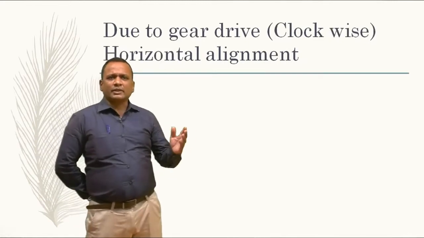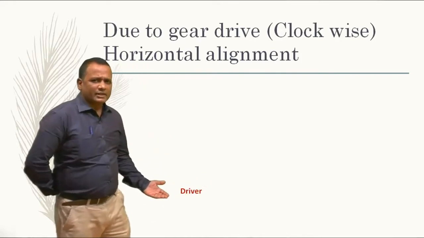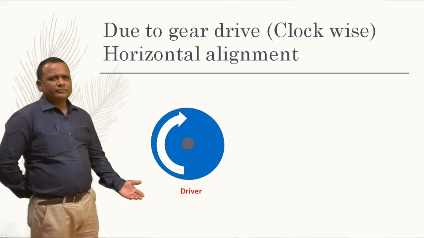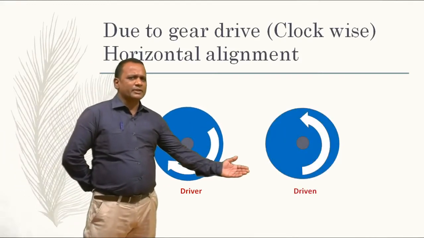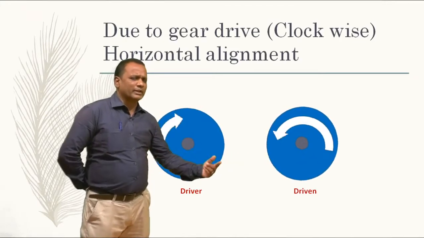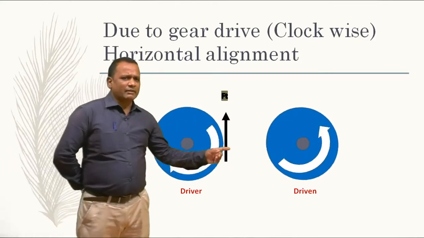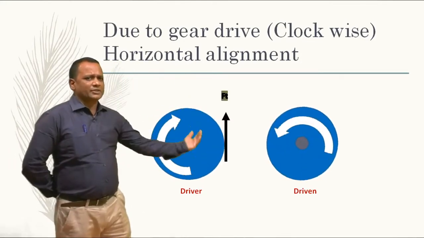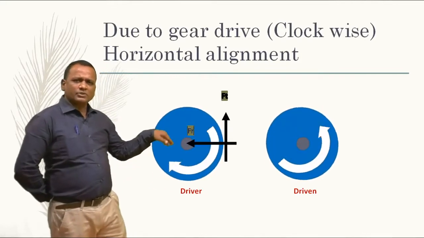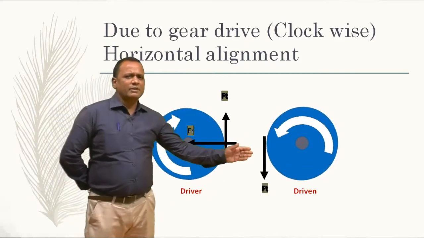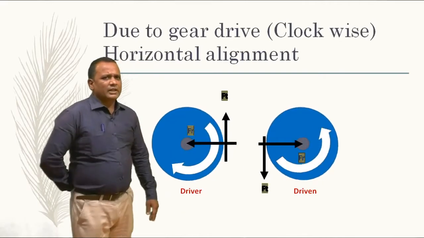Next is the gear drive rotating clockwise in a horizontal arrangement. One is the driver, as you can see here, rotating clockwise. The other is the driven gear. Since both are in a simple gear train, it rotates anti-clockwise. In this case, for the driver, the Ft is opposite to the direction of rotation, and the radial force will be towards the shaft. As usual, everywhere the radial force is towards the shaft. For the driven gear, Ft is towards the direction of rotation and Fr towards the shaft. This is the horizontal alignment.